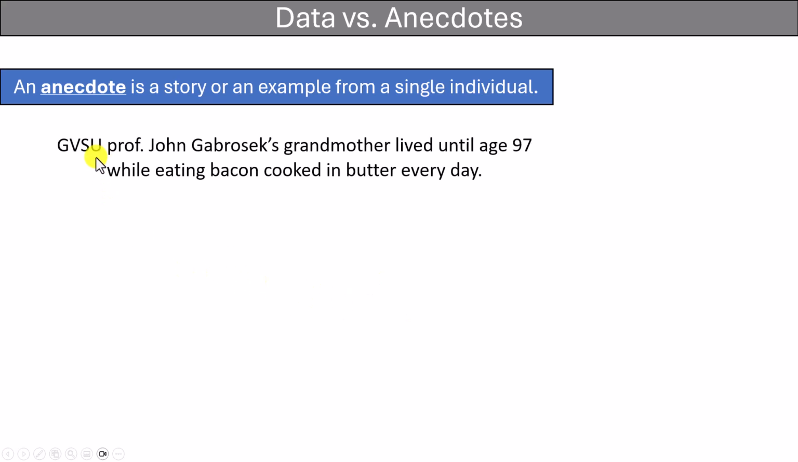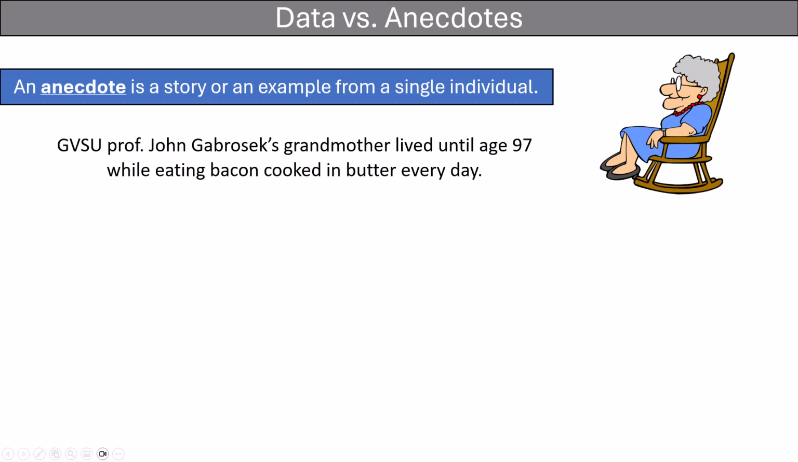The Grand Valley professor who wrote most of the textbook is John Gabrosik, and his grandmother lived until age 97, but she ate bacon cooked in butter, I think he said, practically every day. Here is a picture of his grandmother. And I really like the quote that he gives in the book, so I'm actually going to read that here really quick.